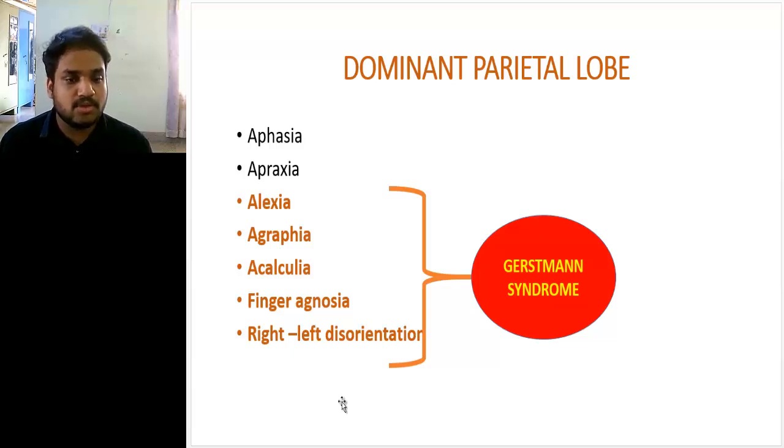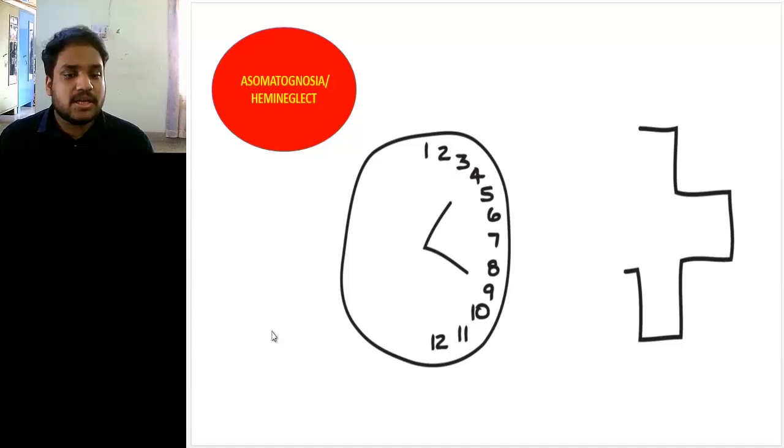Now, what are the features in the non-dominant parietal lobe? Let us see what symptoms a patient would have if he has a lesion in the non-dominant parietal lobe. The integration of visual as well as sensory information is very important for the formation of a body image in our brain, and also for the awareness of the body and its position in space, right? So for that spatial orientation and for the awareness of the body as well as its position in space, the visual as well as the sensory information should be integrated, right?